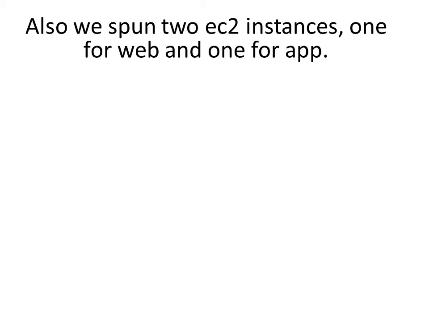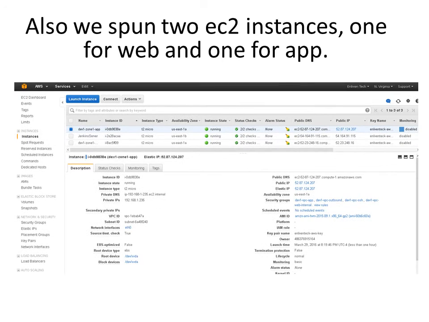As I said earlier, we spun up two EC2 instances as part of the VPC creation. One is for the web application, where you can host any Drupal or PHP application. The other is the app server, which I'm using to install Tomcat to support Java J2EE applications.